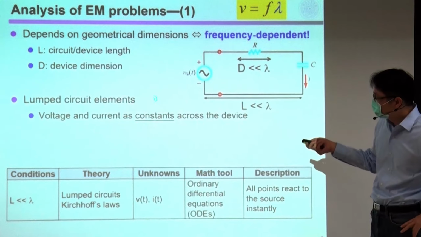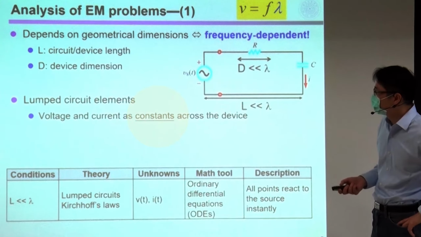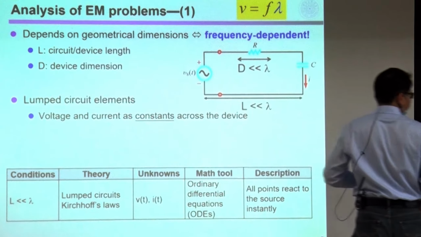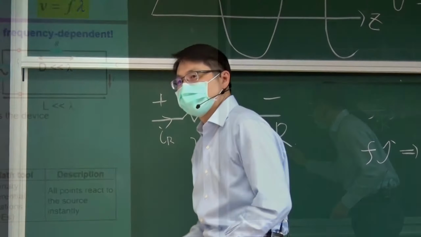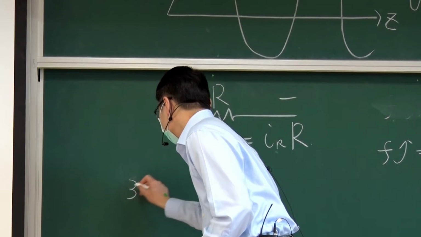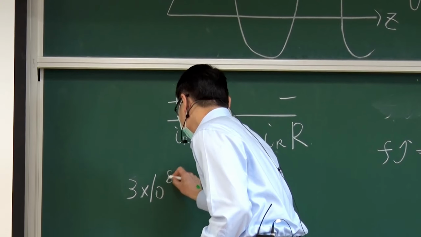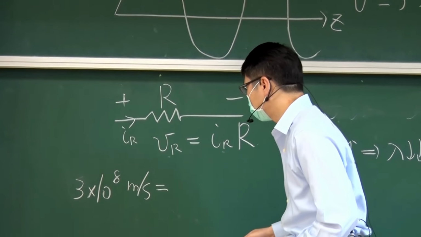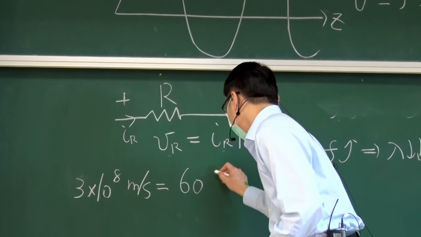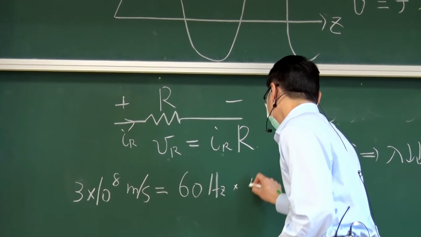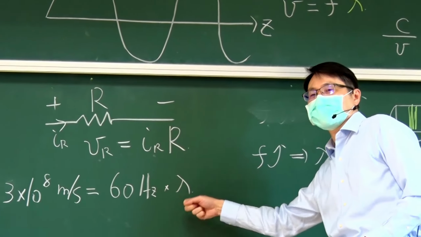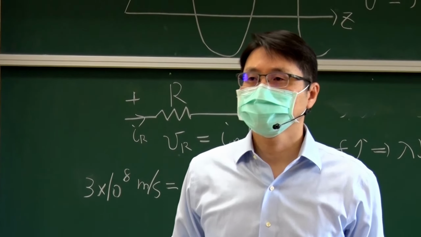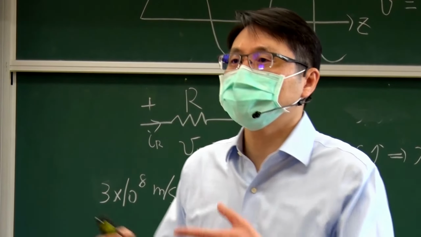So lumped element assumption means your operational frequencies are extremely low. For example, the electric power that we're using from Taipower, operational velocity is still the speed of light in vacuum, or wave in vacuum. 60 hertz times lambda. Try to do a calculation. What is the resulting wavelength? Huge, right? Extremely long.